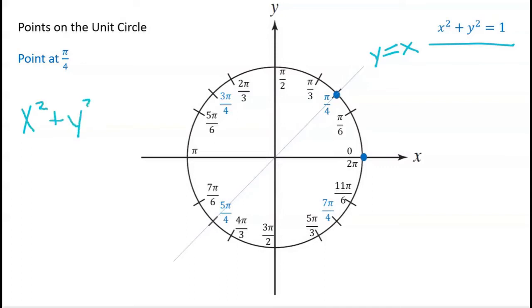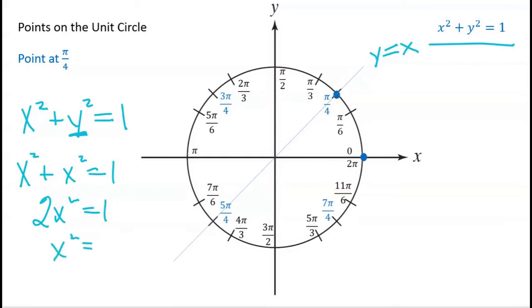Because remember, any x and y values on that circle make that equation true, because this is the equation of a unit circle: x squared plus y squared equals 1. Now, if x and y are the same, I'm going to substitute for this y and call it x also. So that means x squared plus x squared is equal to 1. Now, we know x squared plus x squared is 2x squared equals 1. And if I solve for x, the next step is to divide both sides by 2, right? And I get x squared equals 1/2.